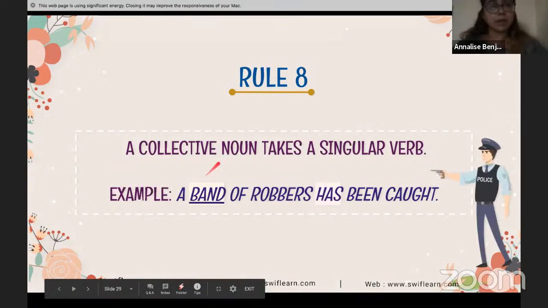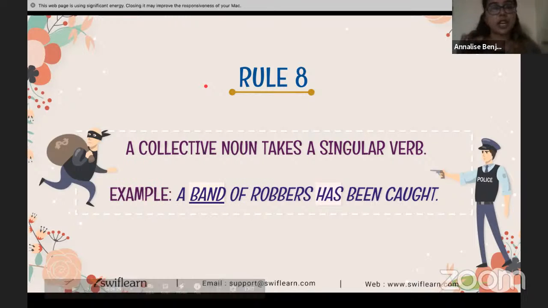Okay, rule number 8. We all know what collective nouns are, right? Collective nouns are when we are talking about a group. Irrespective of whether we are talking about a group or not, our collective noun will always have a singular verb. For instance, a band of robbers has been caught. So we are talking about a collective noun, but our verb is singular.